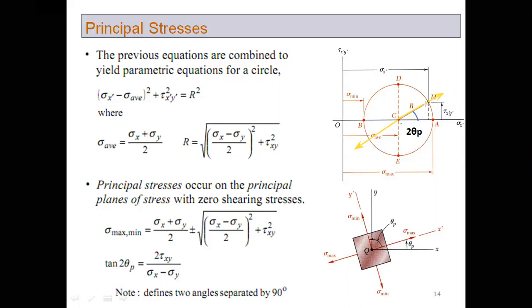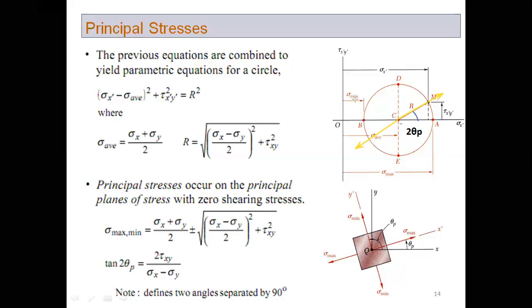So this is the x prime axis, this is the y prime axis, and if you look here, what are the coordinates of this point? The coordinates of this point are sigma maximum, comma, and what is the value along the tau axis? 0. So the coordinates of this point are sigma maximum, comma 0. The shear stress at this point is 0. So this is one of the principal stresses. Similarly here, the shear stress is 0. So this is our second principal stress.